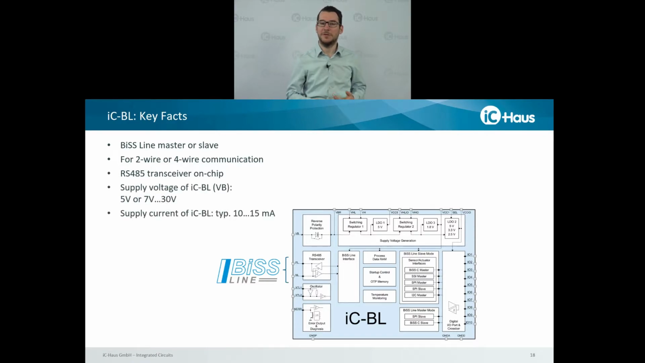iC-BL is supplied by a 5-volt or 7 to 30 volt supply and requires a current of typically 10 to 15 milliampere without any load connected to iC-BL.